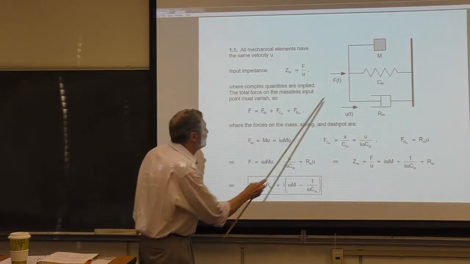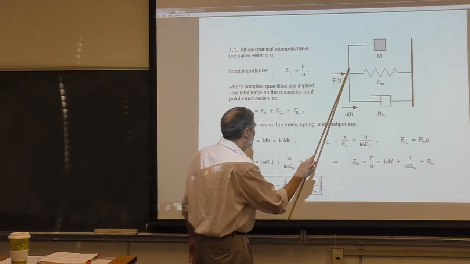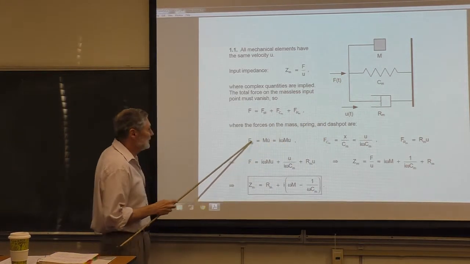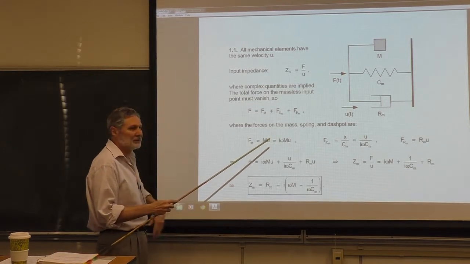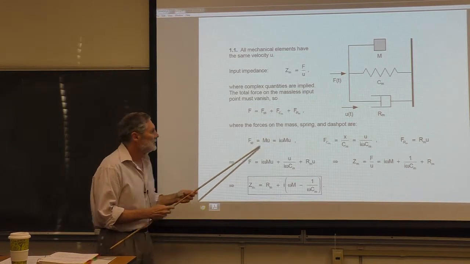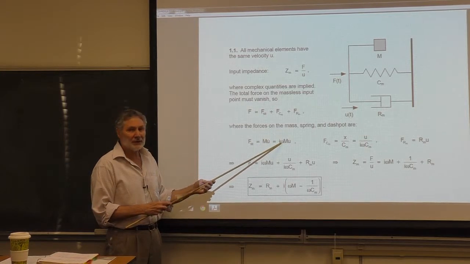So here my F's are the forces on the mass, which are equal and opposite to the forces on the rod. I know from Newton's second law that it's going to be this, and because everything is steady state here, the time derivative just brings down an i omega.